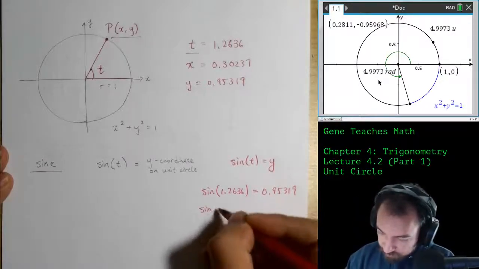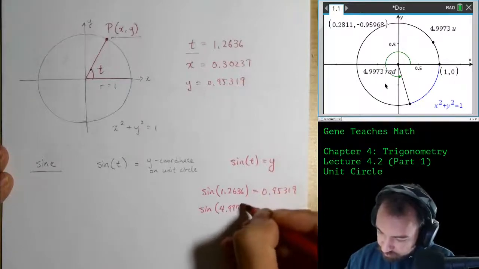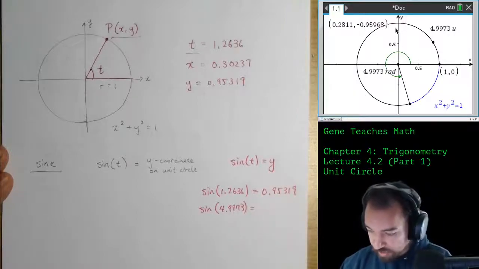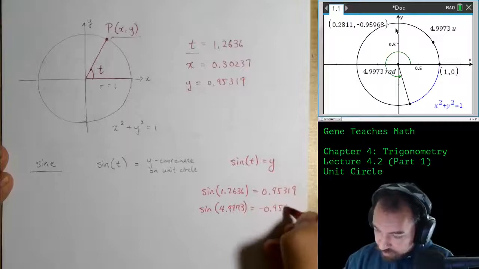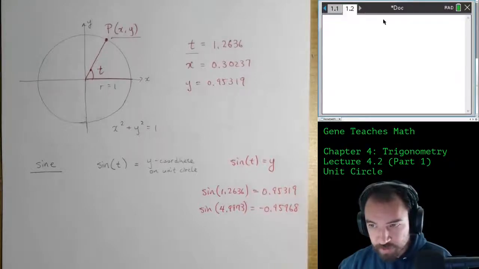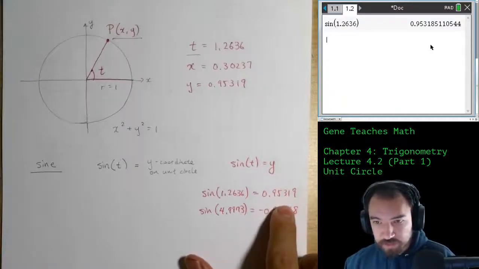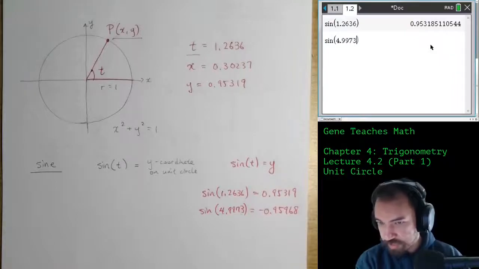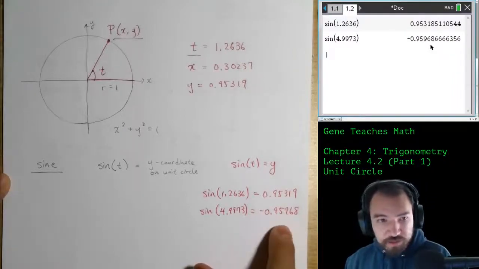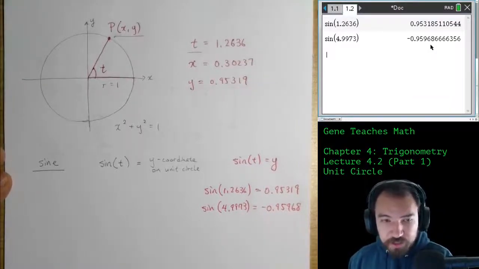If I were to take sine of, the angle is 4.9973 radians. So if I type 4.9973, then this should give me a y-coordinate of negative 0.95968. And in fact, separate from the graph, if I make a new calculator page and verifying that my mode is in radians, I can actually type in sine of 1.2636 and verify that that is indeed the number I get. I can also verify sine of 4.9973, and that is indeed this number. So somehow the calculator is understanding how to generate the y-coordinate on the unit circle by using an angle.